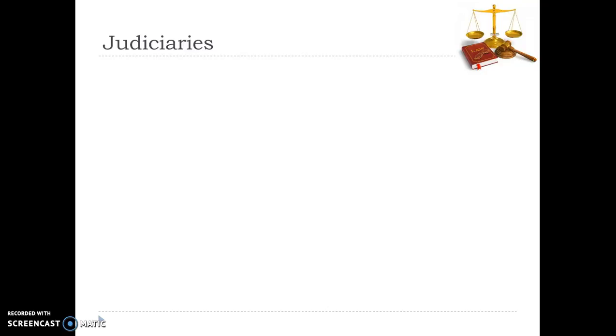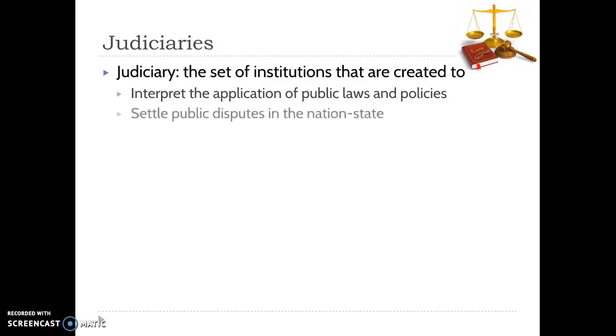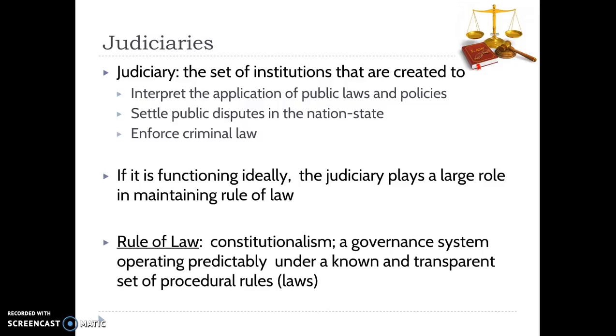Judiciaries are the next set of institutions that can be common threads, and they're the set of institutions that are created to interpret the law, settle public disputes, and enforce criminal laws. If it functions ideally, then the goal of a judicial institution is to maintain the rule of law. This is one of the most important concepts we'll talk about, especially since we tangentially discussed rule of law when talking about legitimacy.